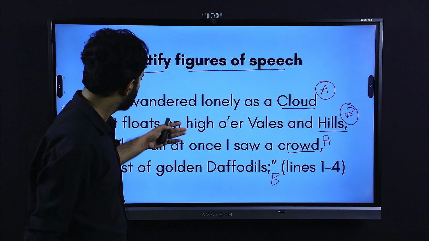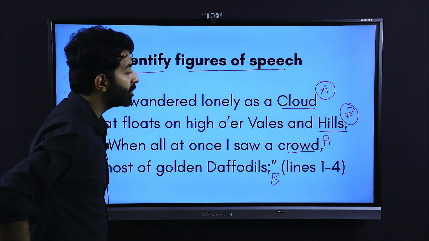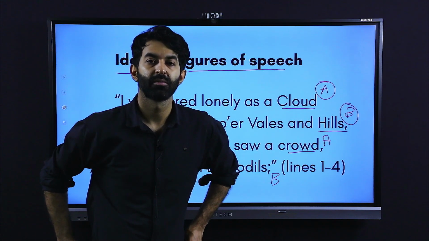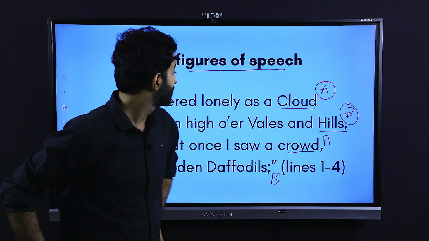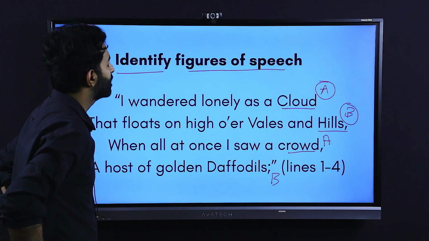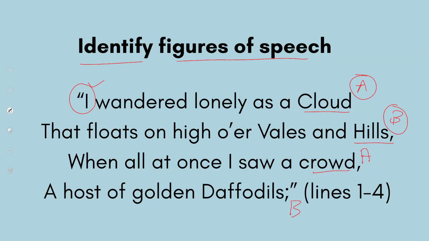And let's see, I wandered lonely as a cloud. So, what kind of figure of speech is used over here? Yes, students. Good. This is an example of a simile because the poet is comparing it to a cloud, not a direct comparison, but a comparison with the word as.